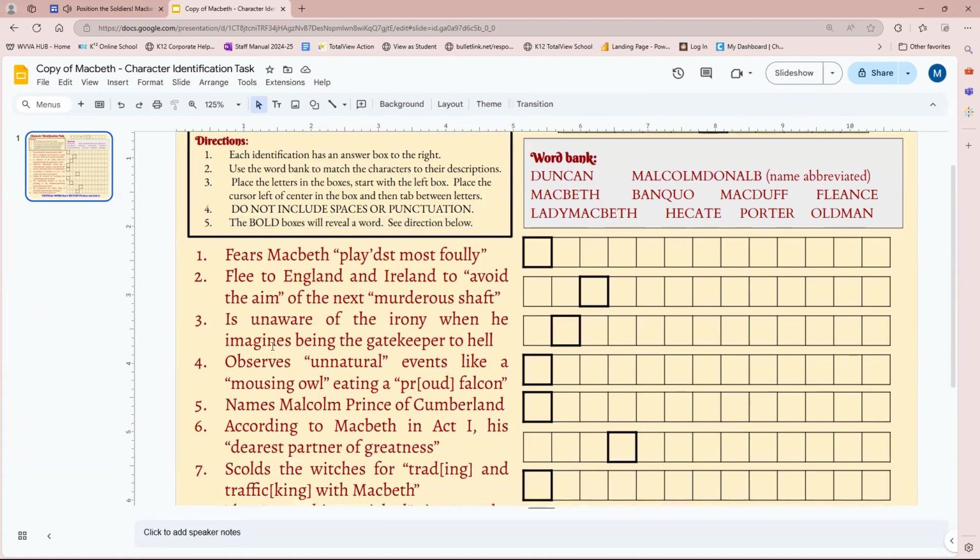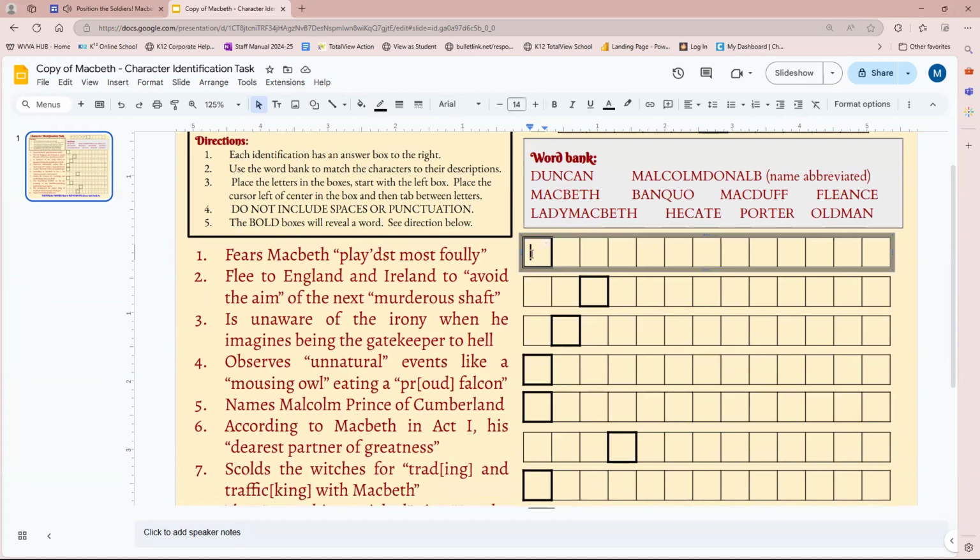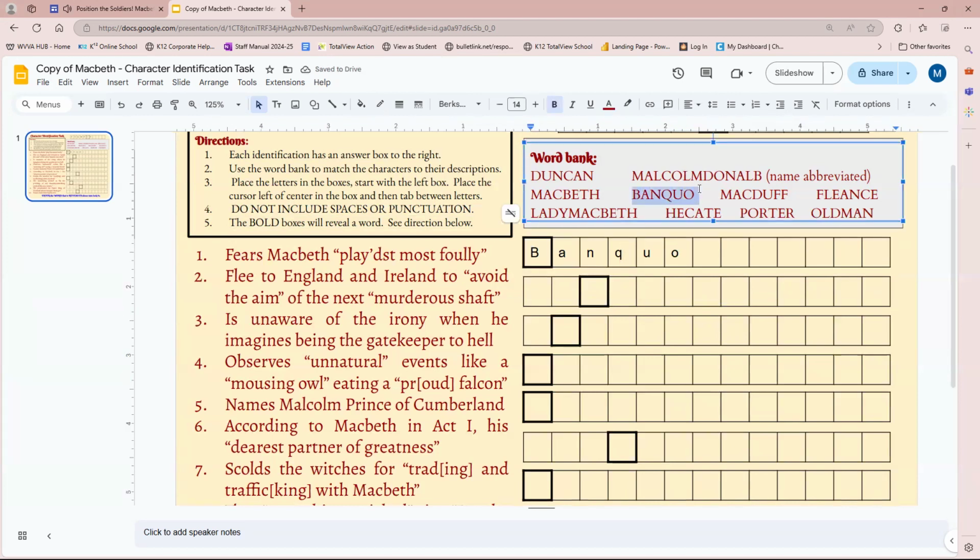So who fears Macbeth played most foully? And who said that in the play was Banquo. So you can mark him off. He's done.